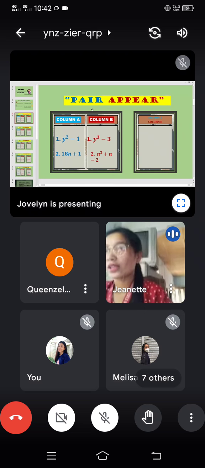So our activity is entitled Pair a Pair. Now we have column A and column B. You are going to pair the expression in column A and column B to illustrate a ratio of two expressions. So now, what is the expression form in number 1, column A when we pair it in column B?